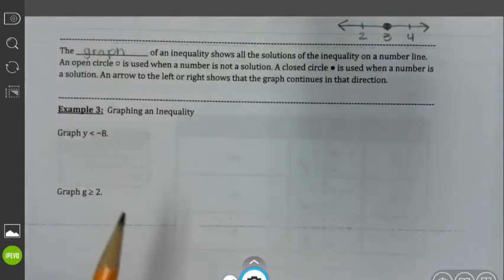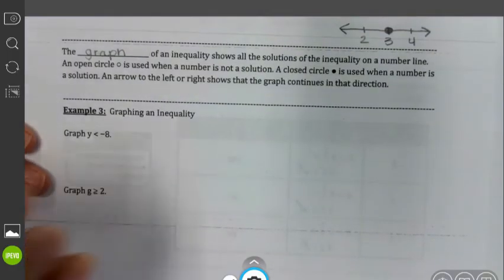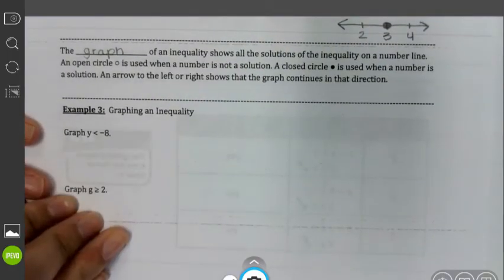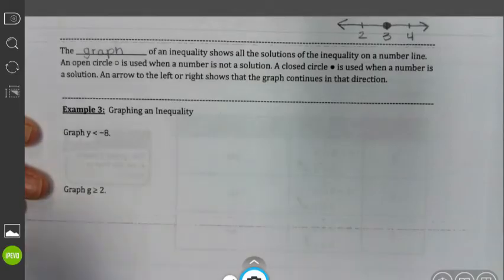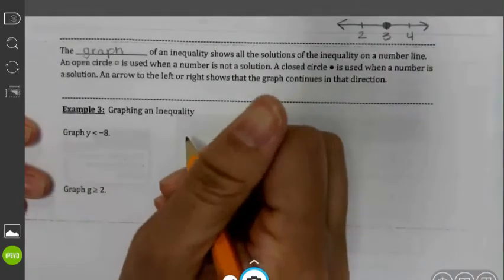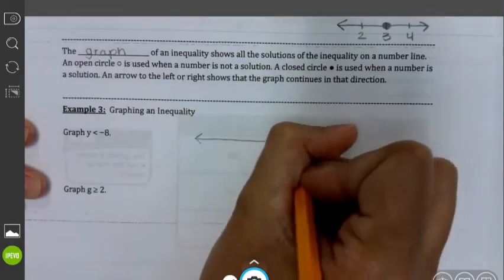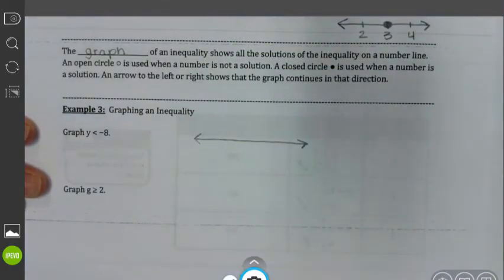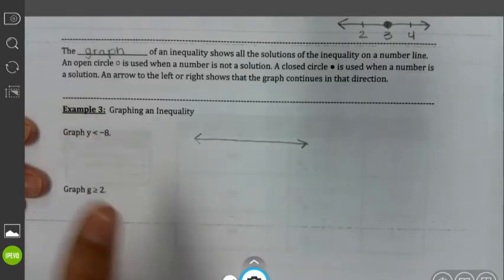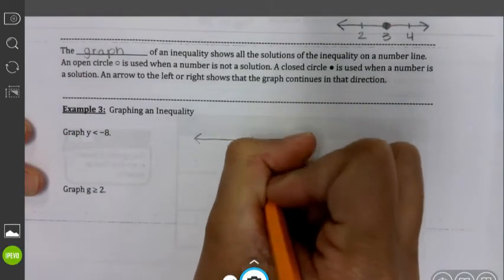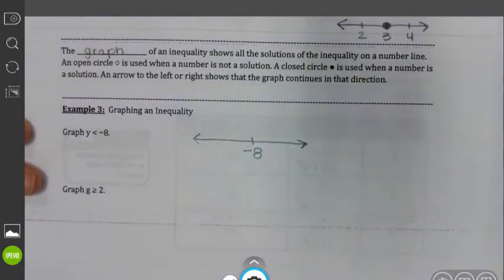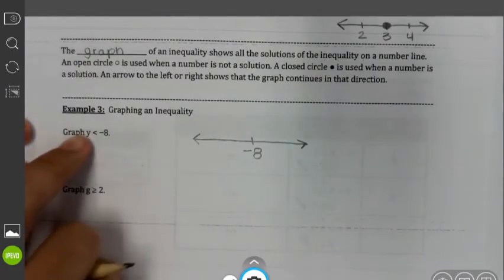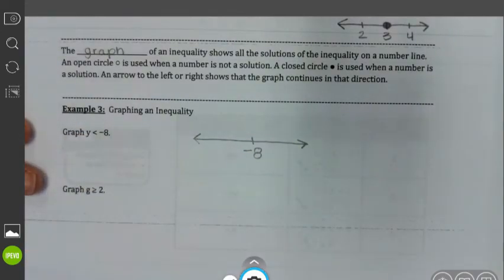Okay, so for example 3, we are graphing y is less than -8. Now I'm going to show you the minimum requirement for these number lines and how to graph them. If you want to put more detail in, you are more than welcome to. First, you'll draw a number line. You'll put the number in the inequality on the number line. You will then decide if you should have an open circle if y can be equal to -8 or if y cannot be equal to -8.